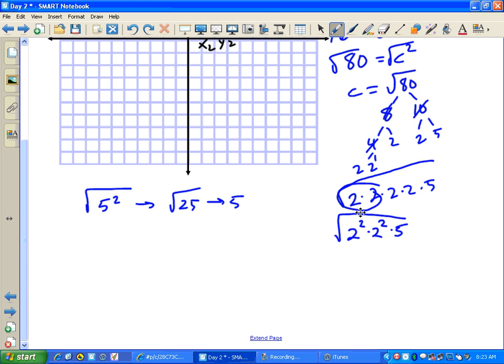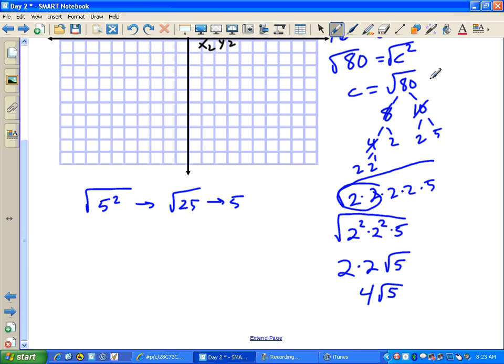So this squared will cancel the square root above it and just leave a 2. This squared will cancel the square root above it and leave a 2. This 5 cannot cancel the square root that's above it. So the simplest radical form turns out to be 4 square root of 5.